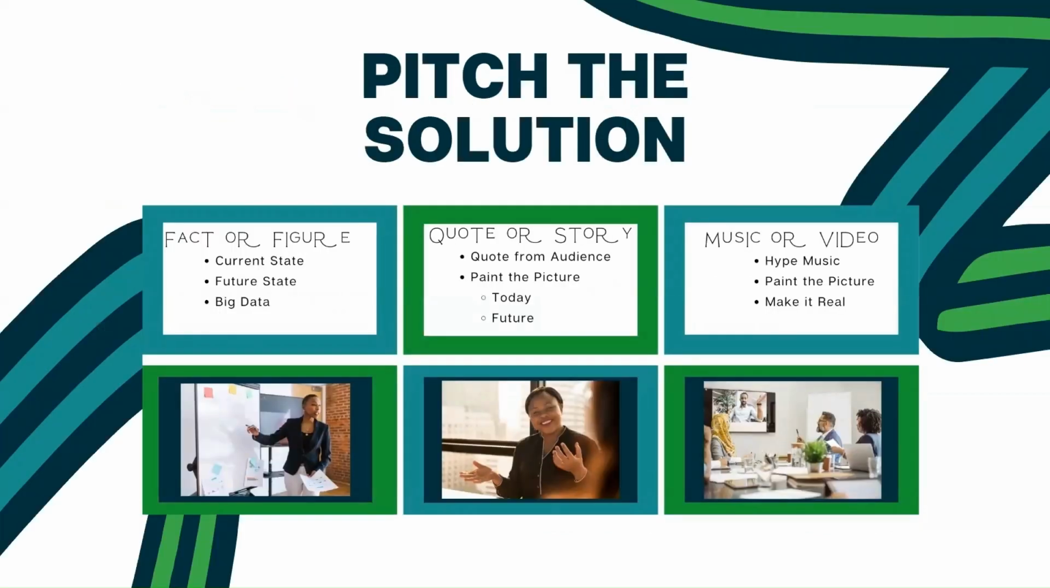When you're pitching the solution, you can use facts or figures. So you can talk about here's the current state, and then here's the future state. This can be part of storytelling. You can kind of paint the picture of what's happening today, and then paint the picture of what it's going to look like with the solution. If you're doing more of a presentation, you would want to find that data and kind of pull that into your presentation.